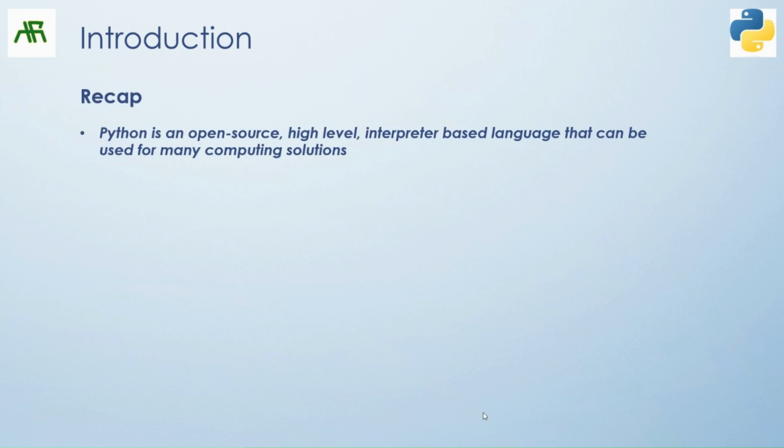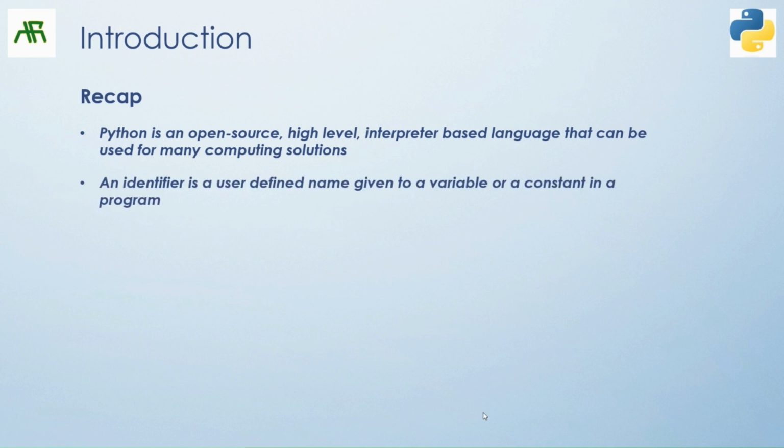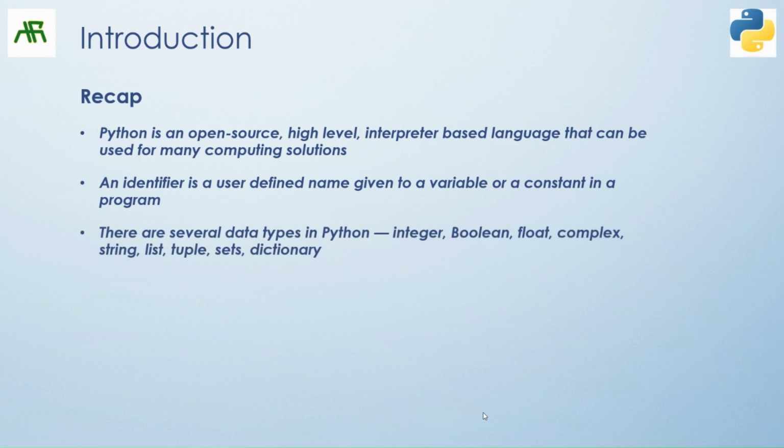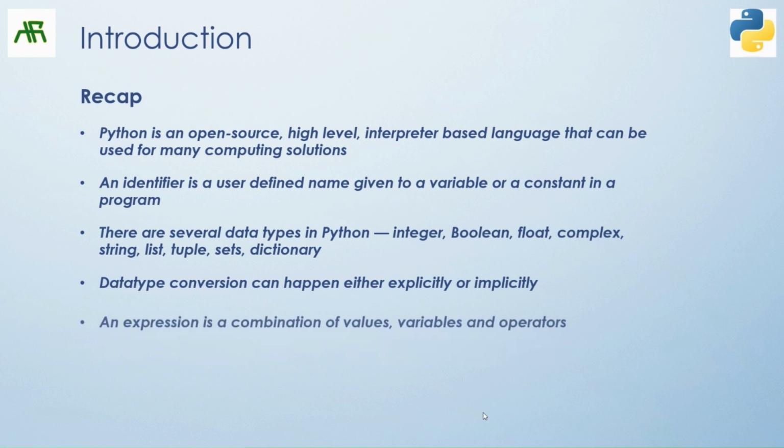Python is an open source, high level, interpreter based language that can be used for many computing solutions. An identifier is a user defined name given to a variable or a constant in a program. There are several data types in Python. We saw many of them, just a few listed here. Data type conversion can happen either explicitly or implicitly. Explicitly meaning done by the programmer, implicitly done by the Python interpreter.